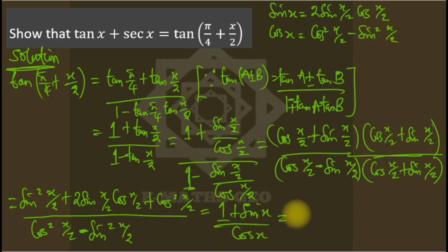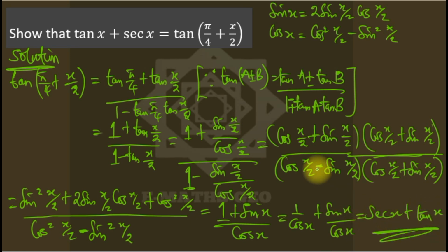And we can divide both of them by cos x, which is 1 over cos x plus sine x over cos x. And 1 over cos is sec, and sine over cos is tan. So we've proved from right to left. So that's the answer. So we are correct. Thanks.